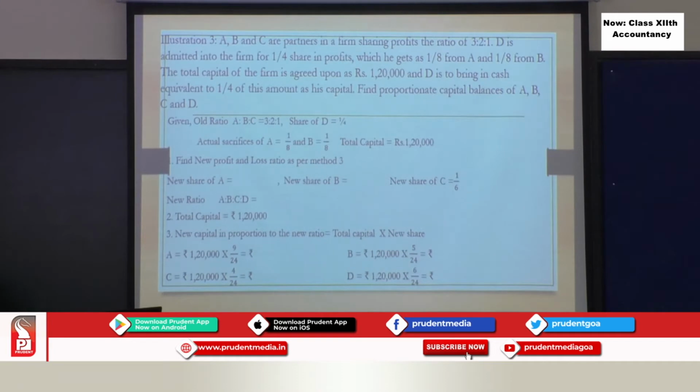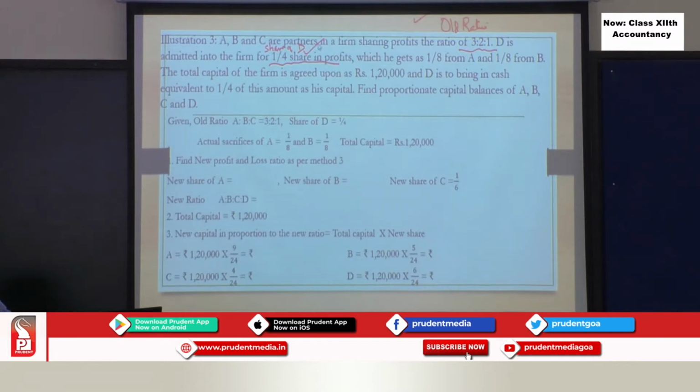Problem number 3. A, B and C are partners in a firm sharing profits in the ratio of 3:2:1. So, you are given the old ratio. When you read the question, you have to note it down like this. What is given? That is very, very important. D is admitted into the firm for 1/4 share in profits. So, this is the share of D, share of new partner D, that is given. Old ratio is given, share of the partner given.